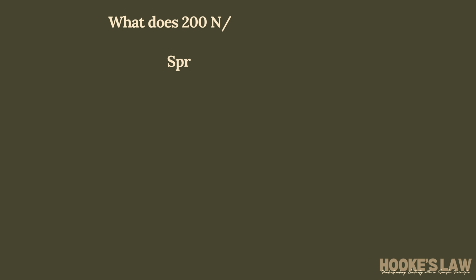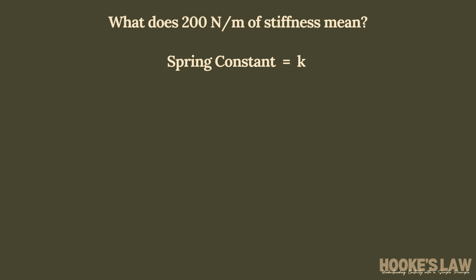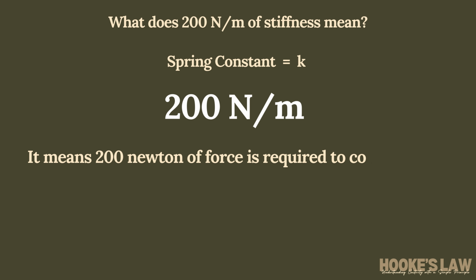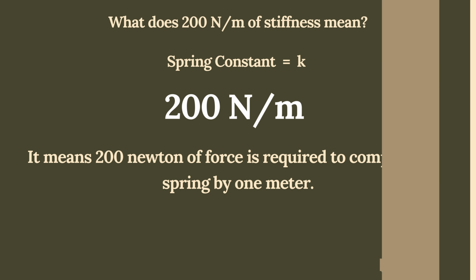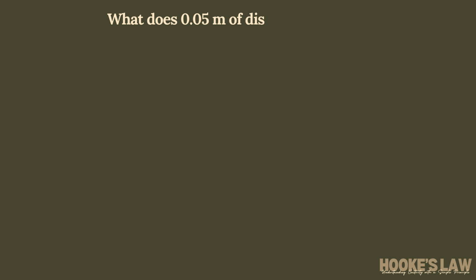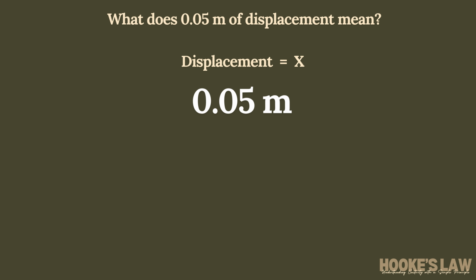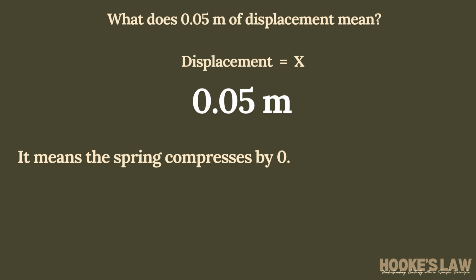The spring constant K represents the stiffness of the spring. In this example, the spring has a constant of 200 newtons per meter, meaning it requires 200 newtons of force to compress the spring by 1 meter. The displacement X is the distance by which the spring is compressed. Here, the spring compresses by 0.05 meters, or 5 centimeters, when the car hits a bump.